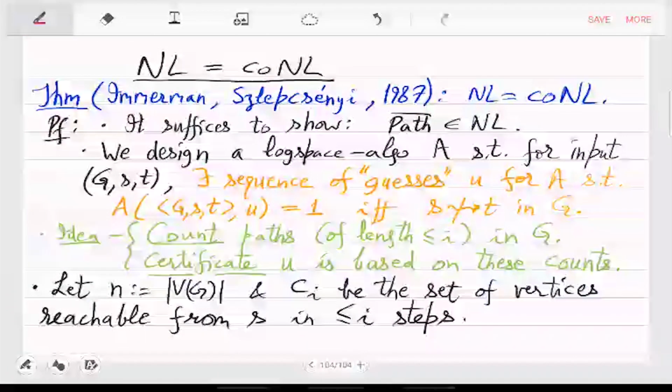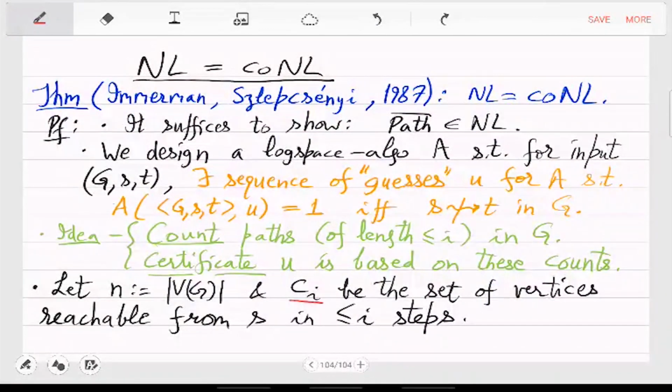Okay, so remember this important object Ci, it's the set of vertices which are at distance at most i from the source vertex. Now an immediate observation is whether v is in Ci for a vertex v. Okay, this question is in NL. This is certifiable in log space.